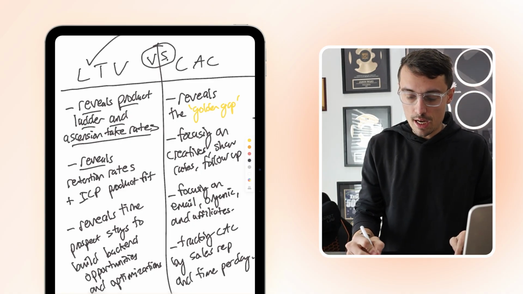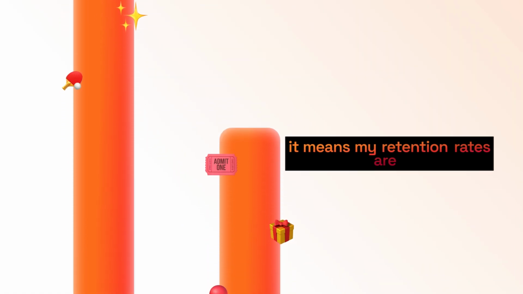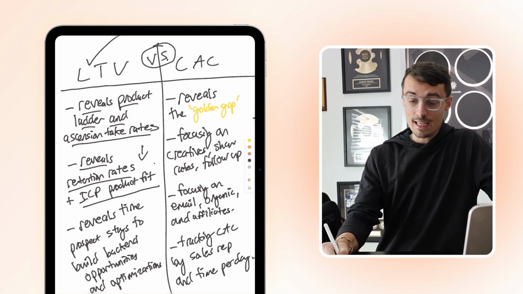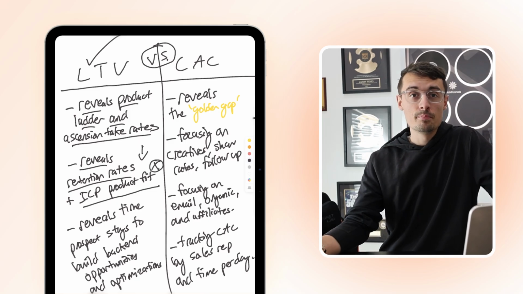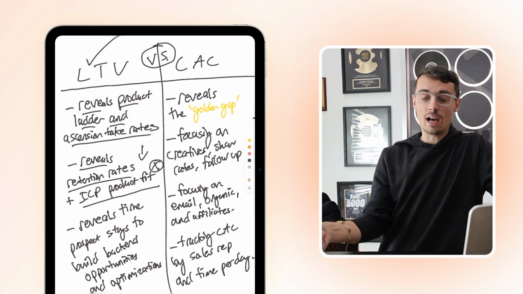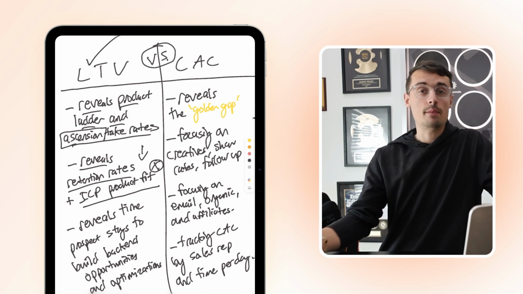Okay, it reveals retention rates and ICP product fit. If my LTV is not high, it means that my retention rates are low, right? Which means that maybe my ICP that's buying is not the right product market fit. You could be selling it to somebody who thinks they need it, but is not the ideal ICP that would then later on actually ascend in a timely manner.